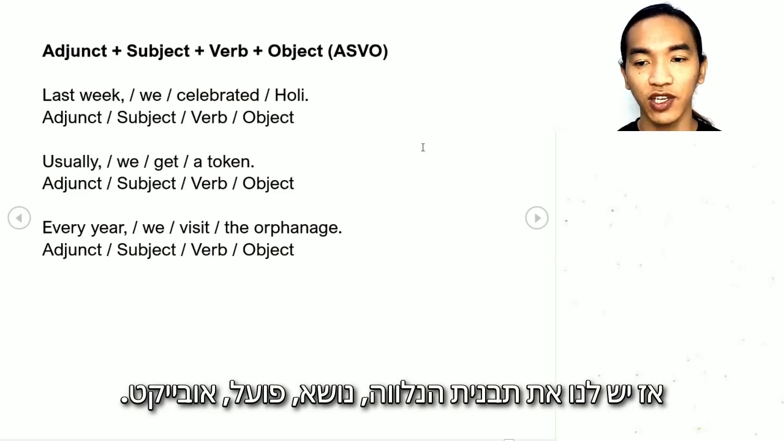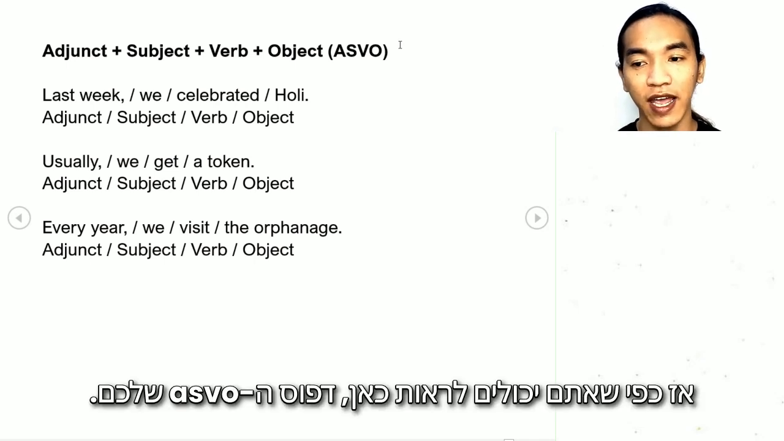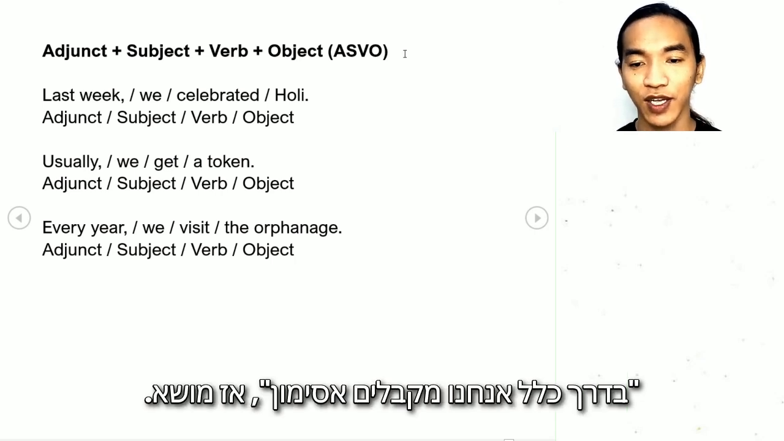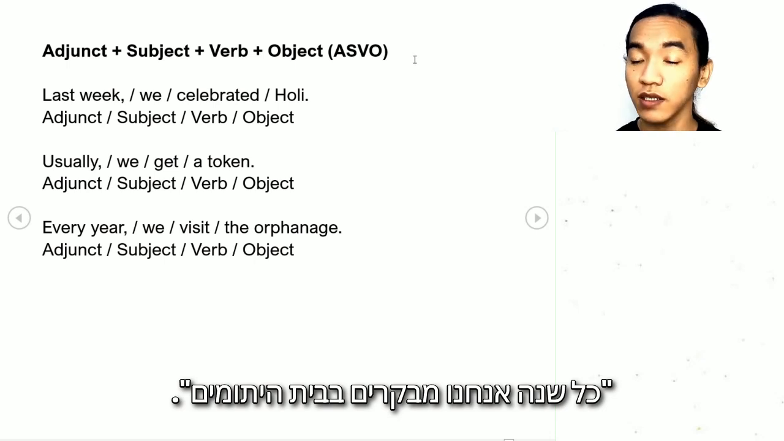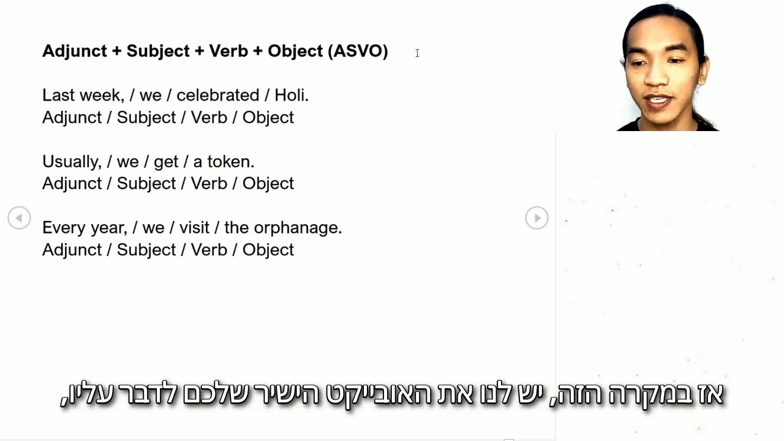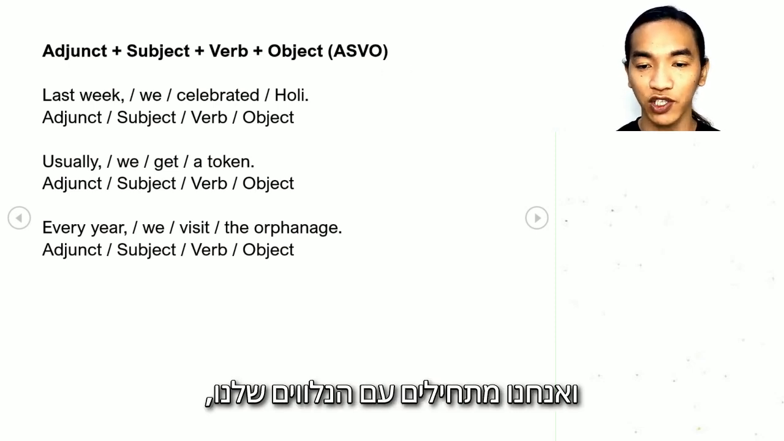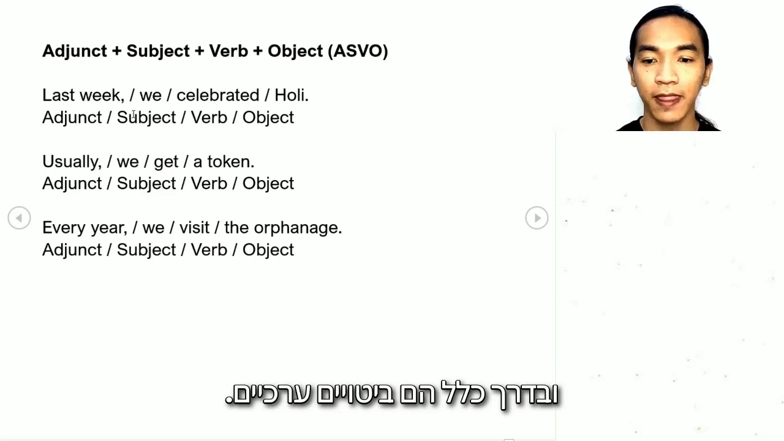All right? So going forward, let's see what we have for the next sentence pattern. So we have the adjunct, subject, verb, object pattern. Okay, so as you can see here, your ASVO pattern. Last week, we celebrated Holi. Okay, so usually we get a token. So object. Every year we visit the orphanage. Okay, so in this case we are having your direct object to talk about, and we start with our adjuncts, and usually they are time, they are adverbial phrases.